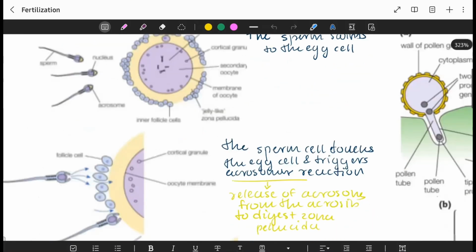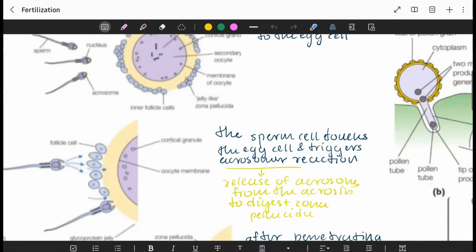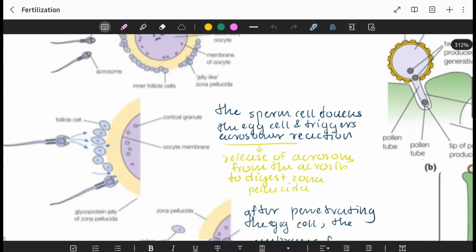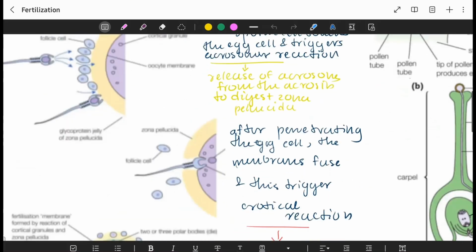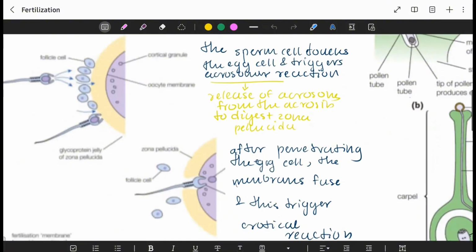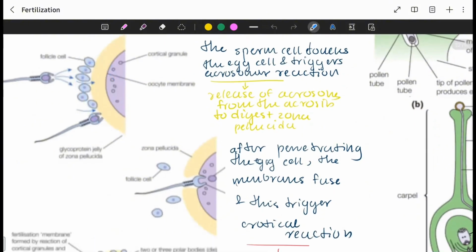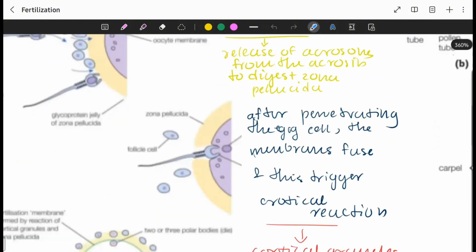Okay, so the sperm touches the egg and triggers a reaction. The acrosome reaction occurs, and the acrosome releases enzymes that will digest the zona pellucida. Here you can see them trying to digest the zona pellucida. After digesting, it will penetrate inside the egg cell, and that's how the fusion occurs.